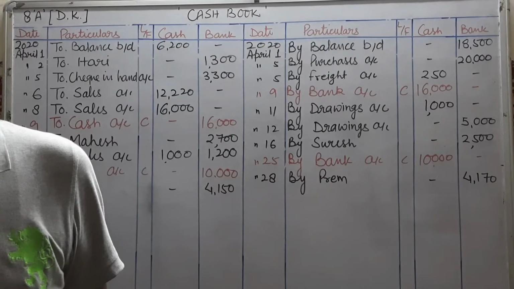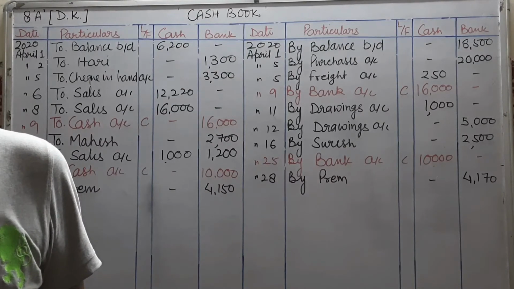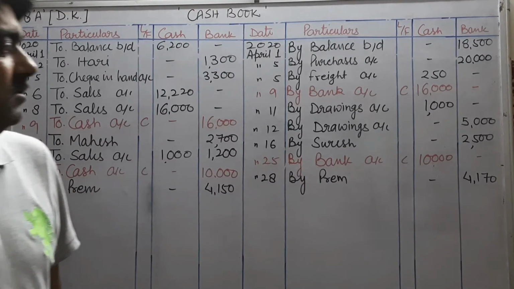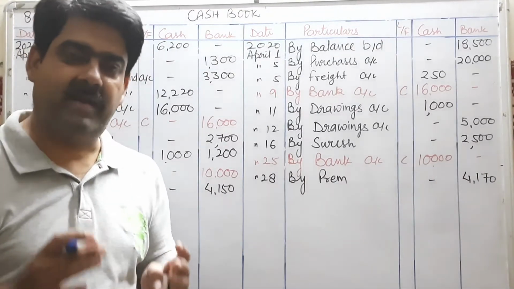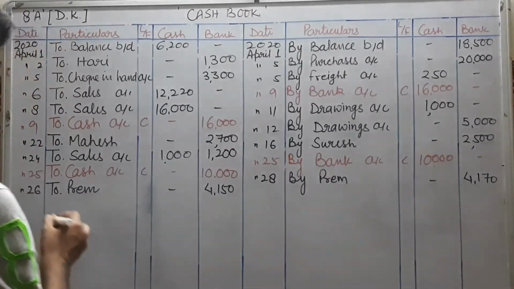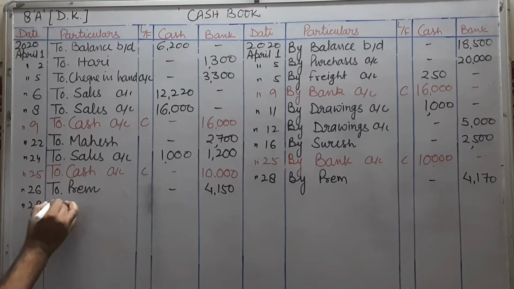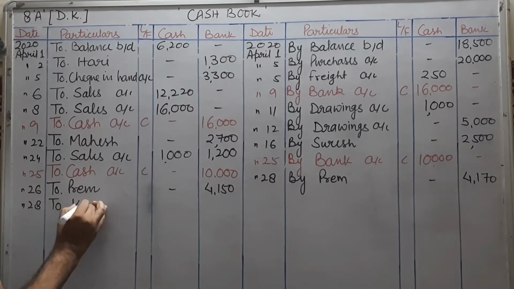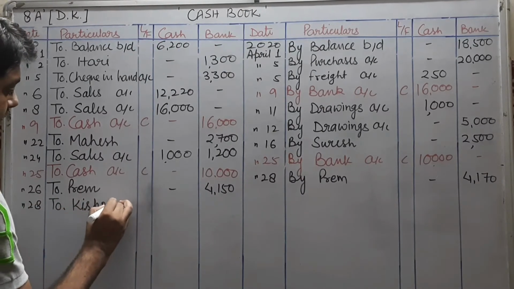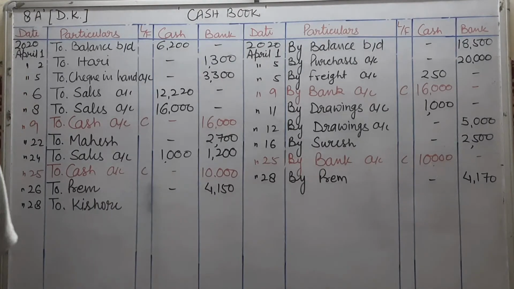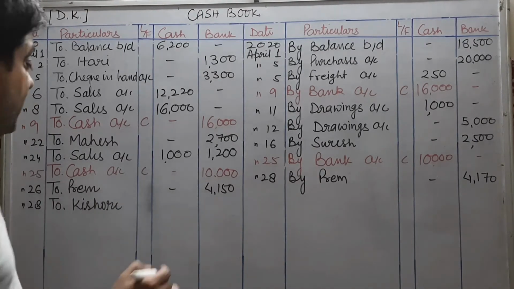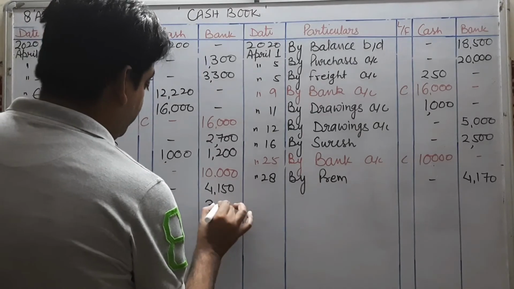Now see the next transaction on 28. Kishore deposited directly in our bank account. So a simple journal entry will be there, that is bank account debit to Kishore, and treatment will come on April 28 to Kishore, and rupees 3,000 will come in bank column.